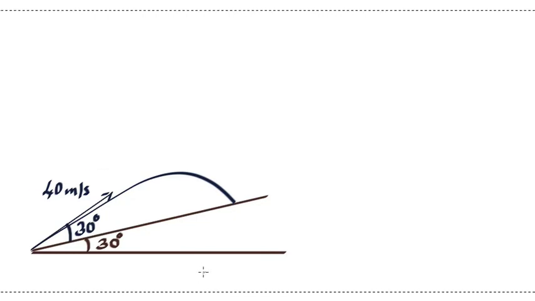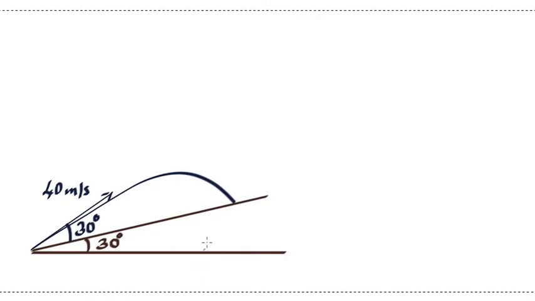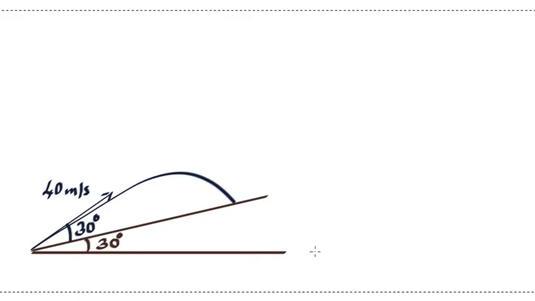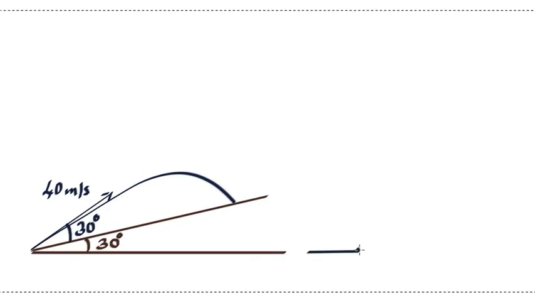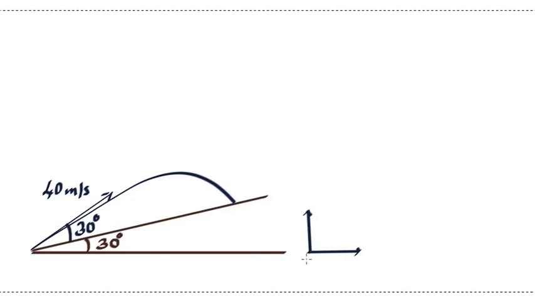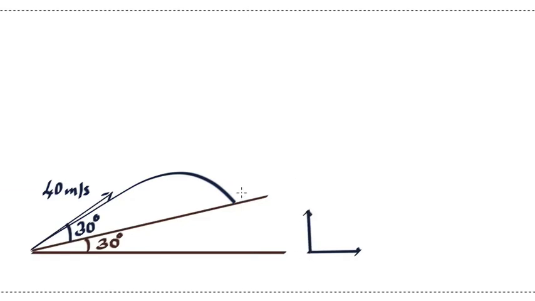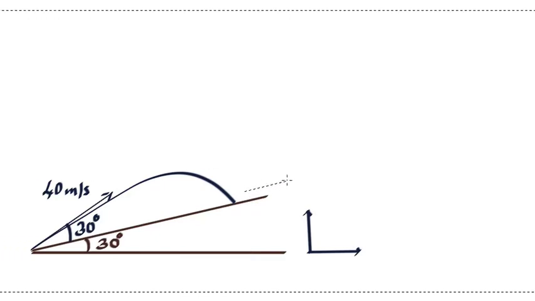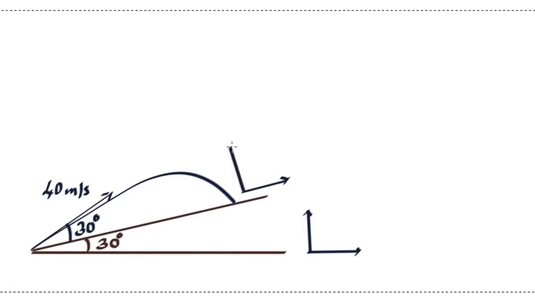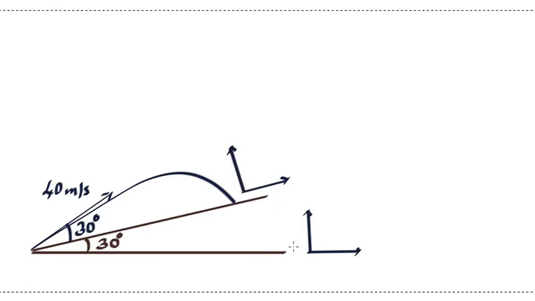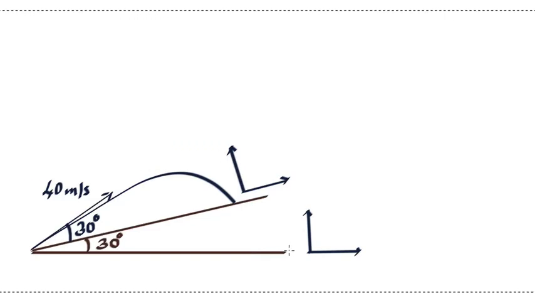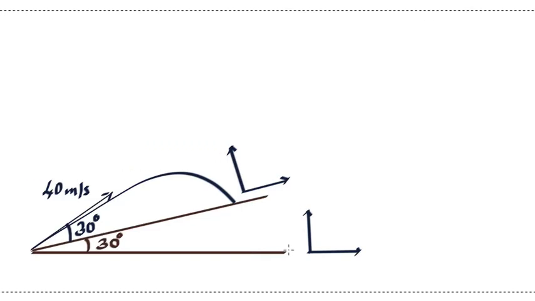Now, two coordinate systems suggest themselves. One is the usual x-axis pointing to the right and y-axis pointing straight up vertically. The other one is the x-axis along the incline and y-axis perpendicular to the incline. It's a good rule to always choose one of the axes to point in the direction of the acceleration if you know the direction of the acceleration.